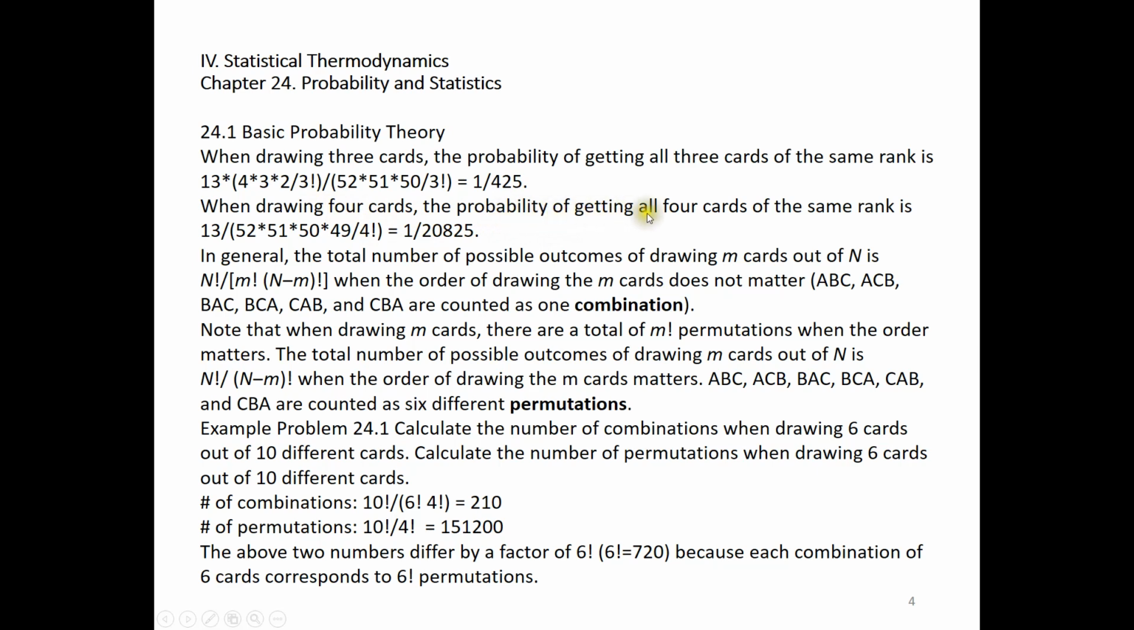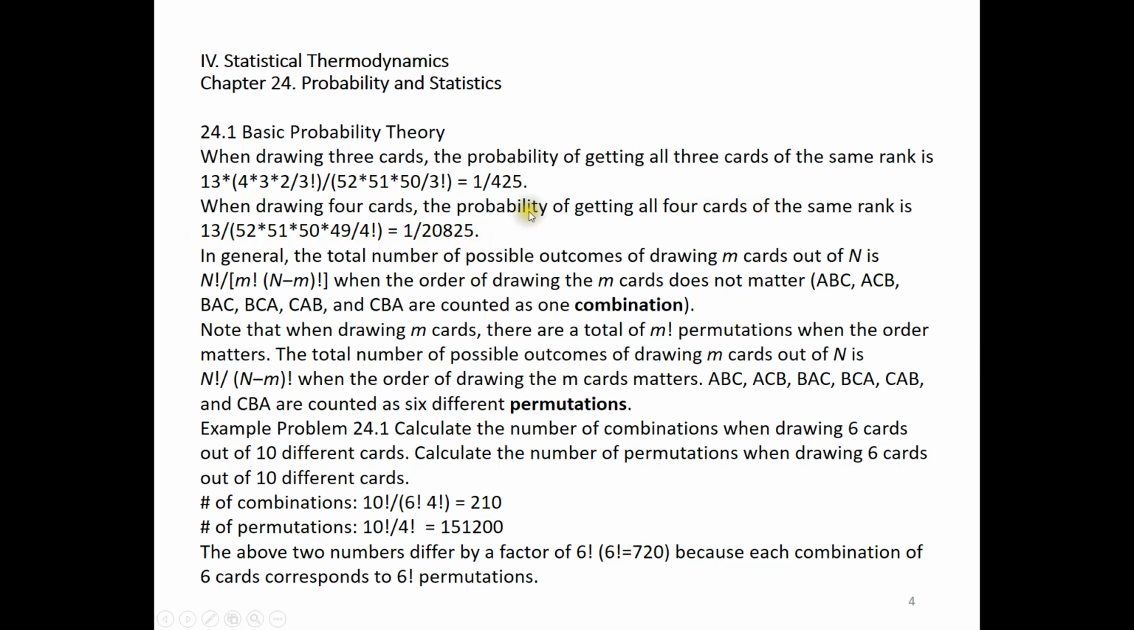And the probability of getting all 4 cards of the same rank is even much smaller, because you have only 13 desired outcomes. You get 4 2s, 4 3s, 4 4s, 4 5s, all the way to 4 aces. On the bottom, you have this many different outcomes. You do the calculation. It's 1 out of 20,000.